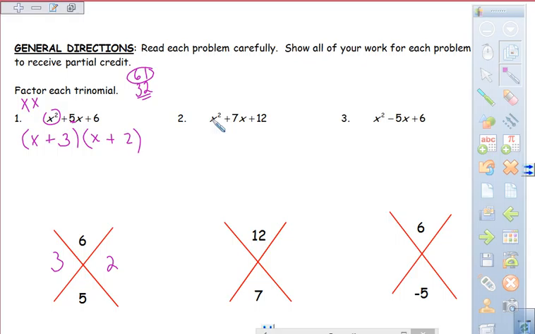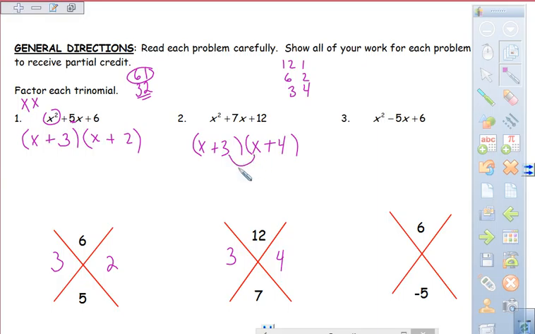So again, number 2, we need to multiply two things to give us x squared. So we know our choices are x and x. Factors of 12: 12 and 1, 6 and 2, 3 and 4. So we want to know what two numbers multiply to 12 and add to 7. So our answer is 3 and 4. So to add to a 7, we need a positive 3 and a positive 4.